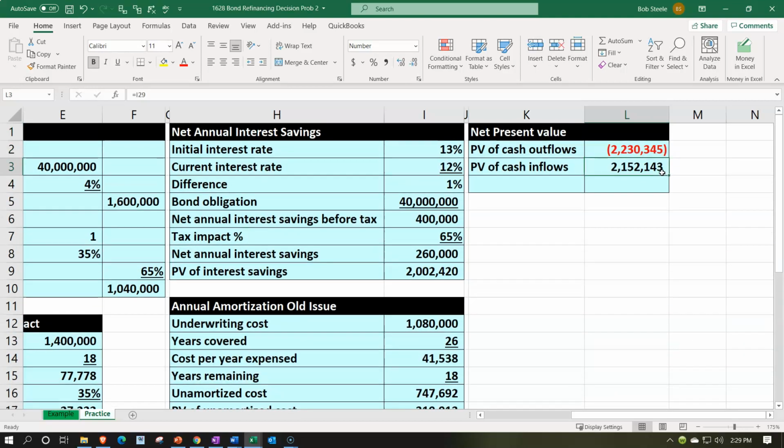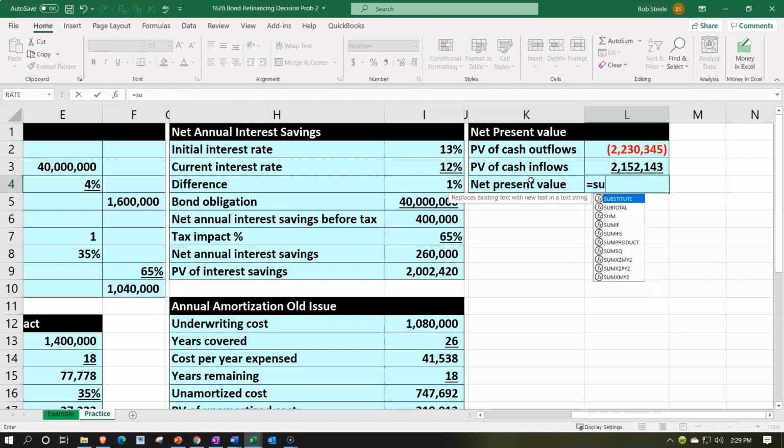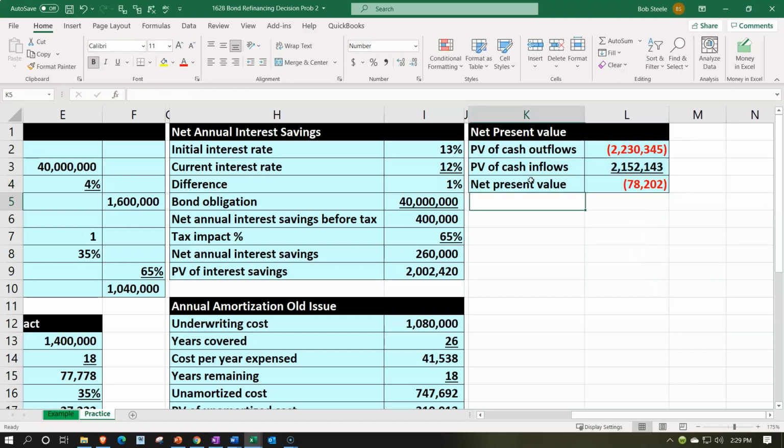Let's put an underline there by going to the font group. That's going to give us our net present value. Summing that up equals the SUM, and that gives us our 78,202. Now this is a negative, so given our normal present value rules, we would say, nah, not going to do that, because it's not clearing our discount rate.